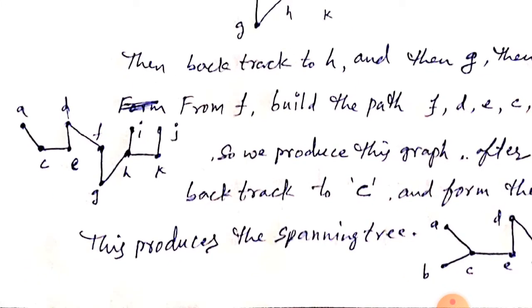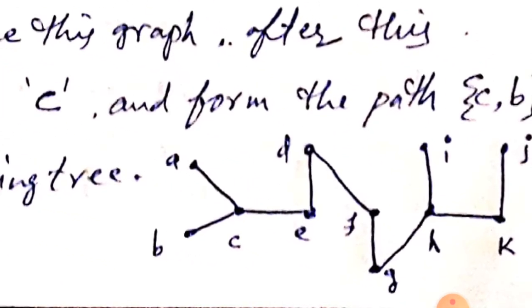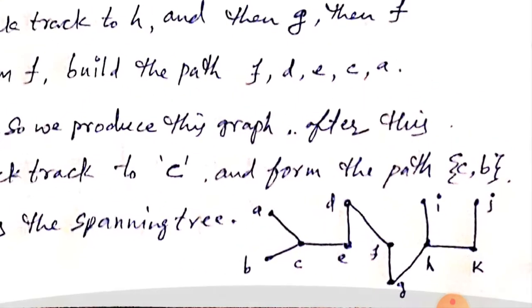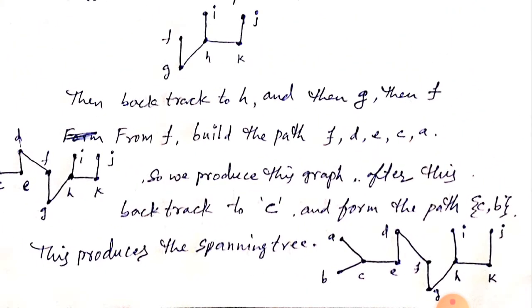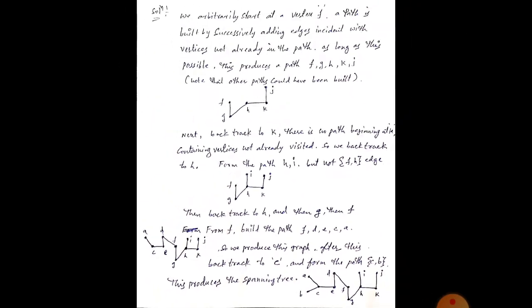Now at C, is there another path to reach the remaining vertices not visited? C to B is there, so we will include C to B here. You can observe the graph here, C to B is included. Now again we are going back. Of course all the vertices are visited now, but if any vertices remained unvisited, we could check here. Now from B back to C. From C there is no other path.